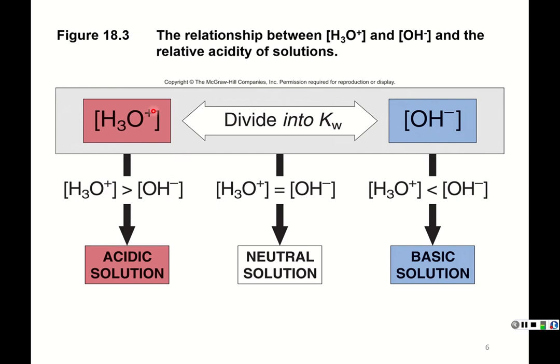If we wanted to calculate between these concentrations, we'd have to use the Kw, dividing into the Kw. And remember, Kw equals 1 times 10 to the minus 14. So you can easily convert between the two concentrations. Again, when this one's bigger, it's acidic. When this one's bigger, it's basic. And only when they're equal are they neutral.